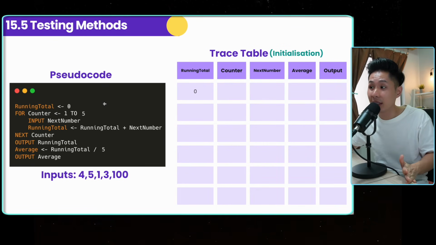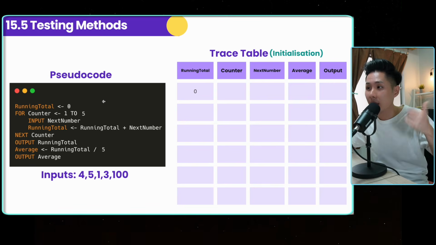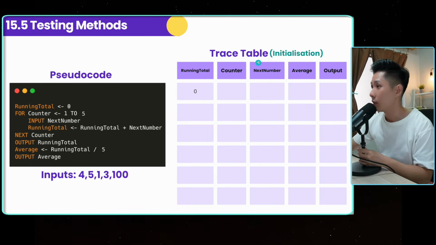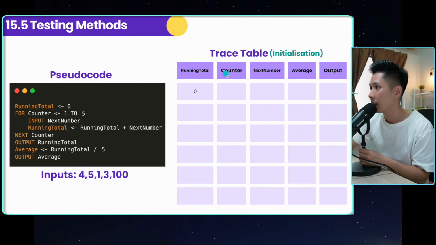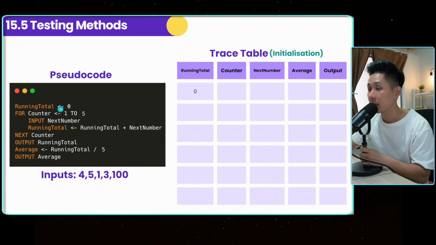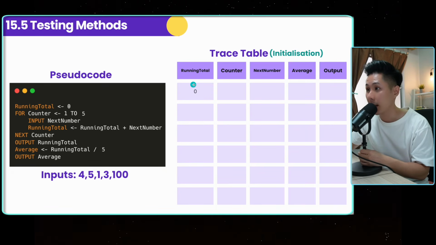And what it does is that it takes input from the user and calculates the average of it. In a trace table, how it looks is that it will have one column assigned to each variable that you create. So if you look here, the first line of code, running total is the first variable. I assign a 0 to it. So what happens is that the trace table will trace the value of that particular variable at a particular step.